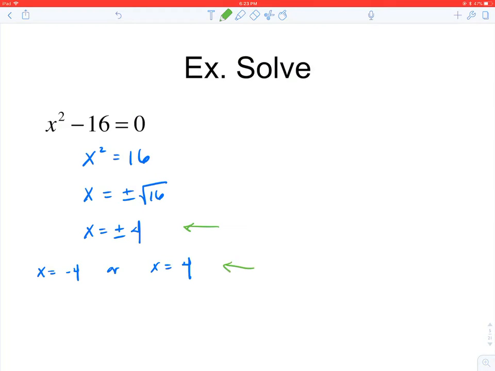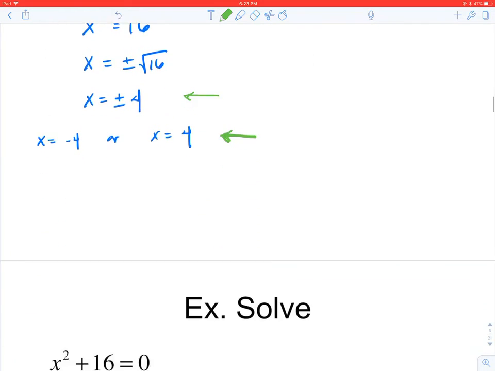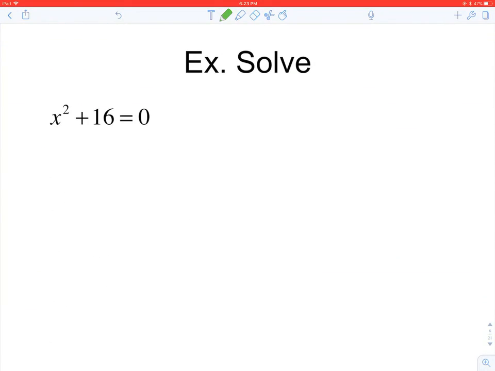Now I said that both of these are representations of your solution set. For now, I would like you to also separate the answer just to emphasize that it represents two solutions. If you don't have that plus or minus, you're missing half of your solution. So it's super important that you have the plus or minus.